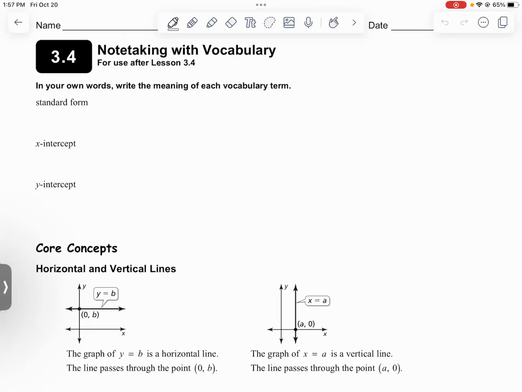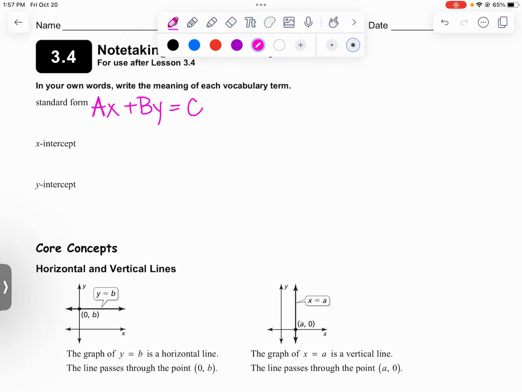Standard form of a line is Ax plus By equals C. So basically, the x and the y are on the same side of the equal sign, and there's a constant on the other side. Okay? And we are going to work with lines in this form. Now, this is what we call the x-axis.